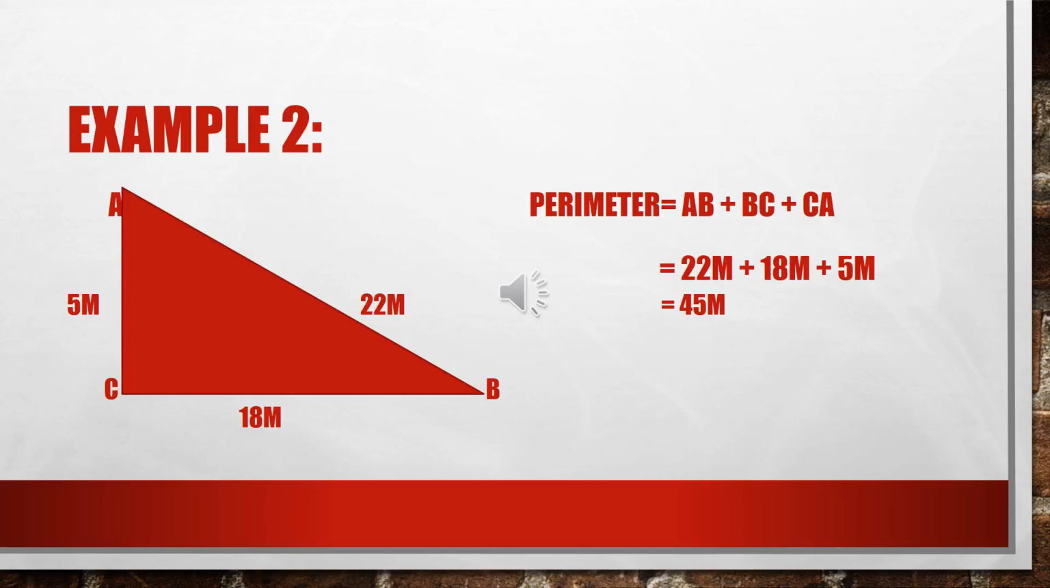Alright, so let's add this together. Now 22 plus 18. Quickly write that on a piece of paper and work it out with me. Who has gotten the answer? If you said 40, you are very correct. So we add the next number, which is 5. So quickly, 40 in your head plus 5. And what will that give you? 45. Good job. So we have 45 meters. Remember, without your unit, your answer is as good as wrong.